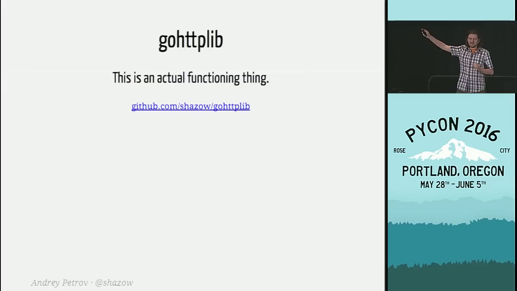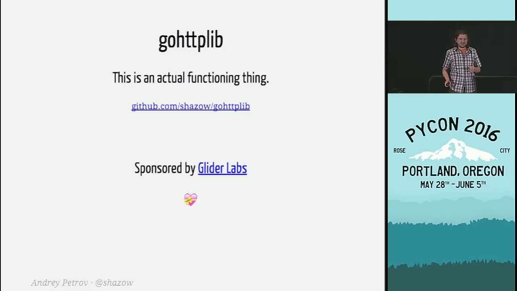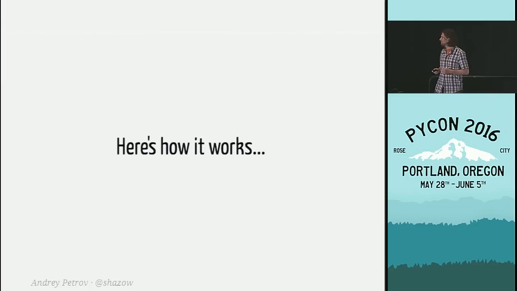And the GoHTTP lib is on GitHub. It was sponsored by Glider Labs earlier last year because they wanted to figure out, so Go 1.5 let you build shared libraries. So you can import your code as a shared library from your Go code. And they wanted to see how that would work. So this is my little proof of concept for that.